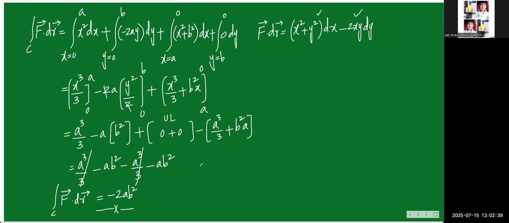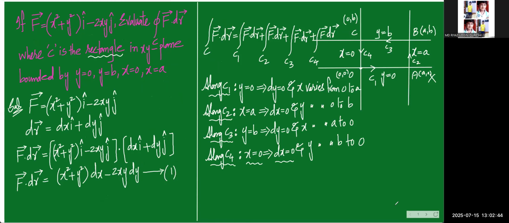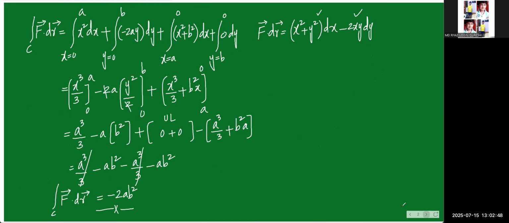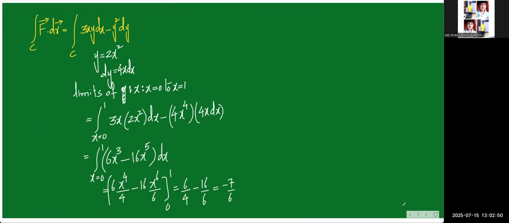This is the end of this problem. Minus 2ab square is the answer of this. So what we have done today: line integral. There are two types of expected questions. There are a few more questions also. Let me give you some questions that you have to practice in this line integral. Understanding the concept is important because our main theorems depend upon this one.